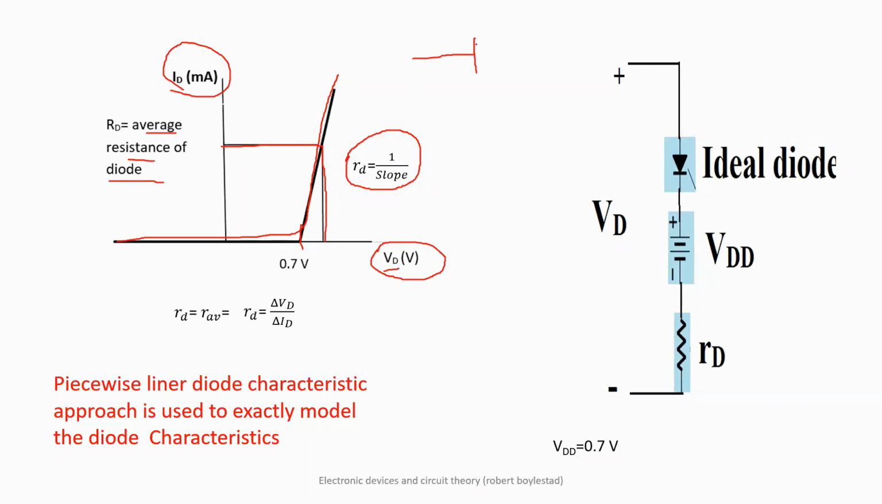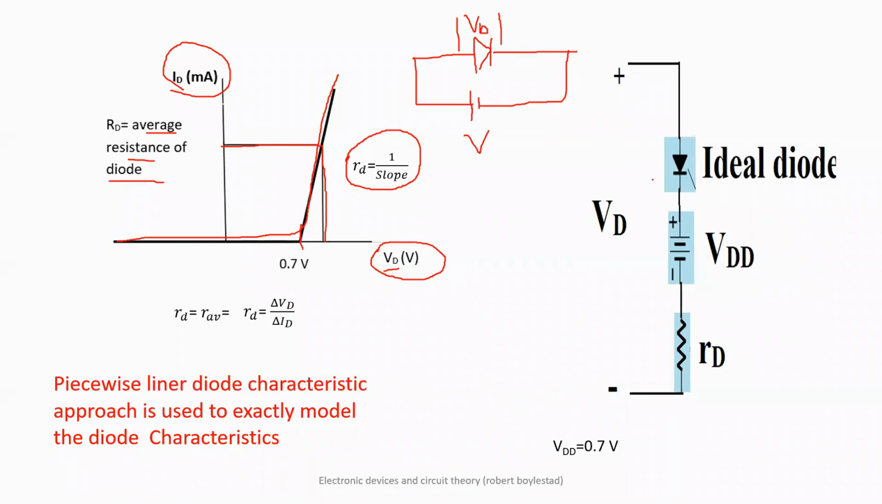Don't confuse your diode voltage with the power supply. Once again, this is your diode and this is your power supply. This voltage is V, but the voltage across the diode is VD. So don't mix these two things. This is your power supply and this is your voltage across the diode.